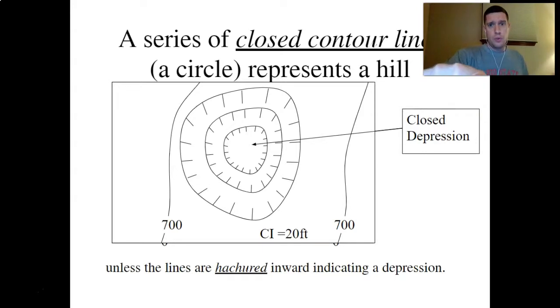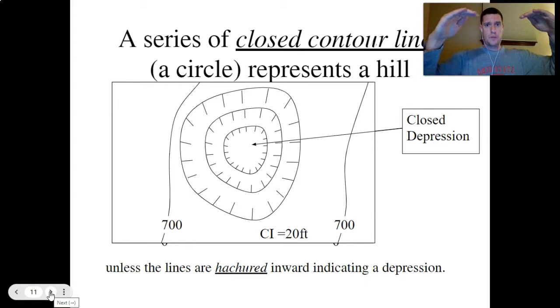So a series of closed contour lines represents a hill. We know that. Except when these closed contour lines have what we call hachure marks on them, that means that you're done walking uphill, and now you're walking down into a pit or into a ditch, an enclosed impact crater or caldera or something. So that's how we designate kind of like a bunker, like in golf. That's a place where the land goes whoop and then it comes back out again.